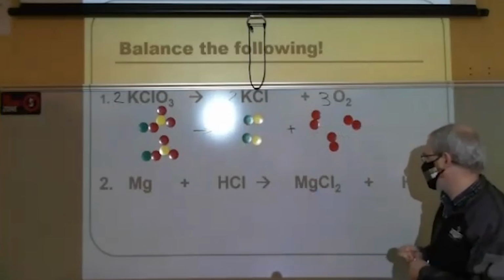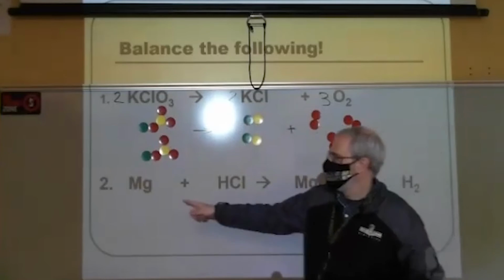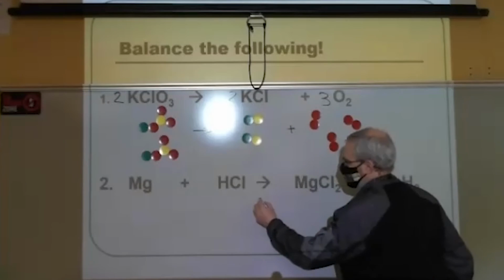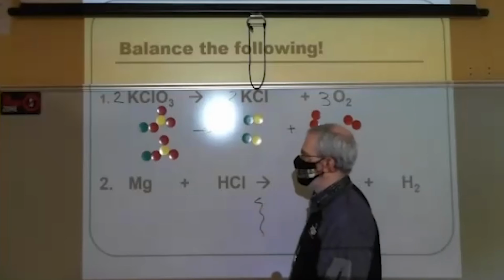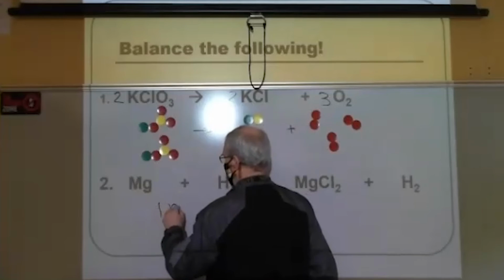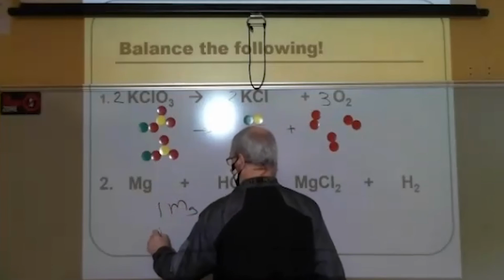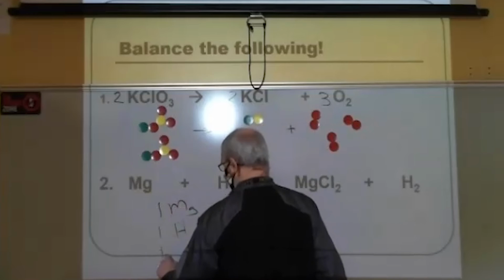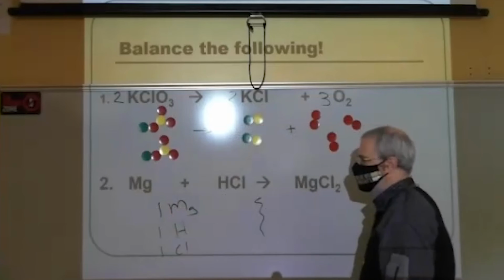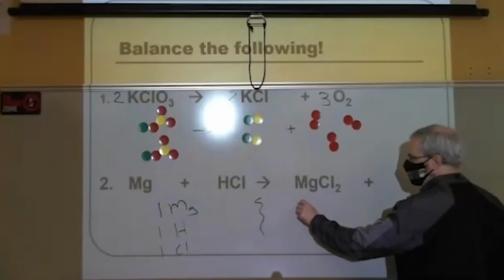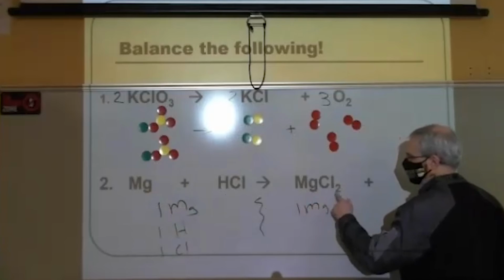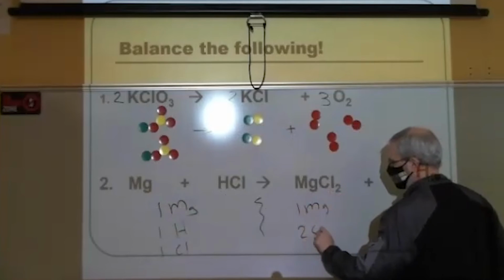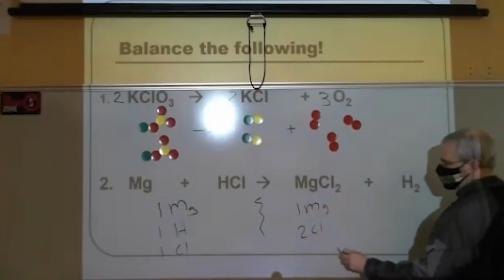Let's do this one. Again, I'm going to divide this in the middle, right? On this side, I have 1 magnesium, 1 hydrogen, and 1 chlorine. On this side, I have 1 magnesium, 2 chlorines, right, and 2 hydrogens.